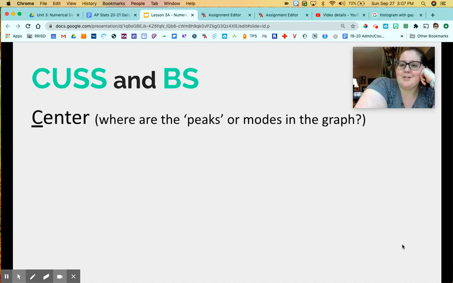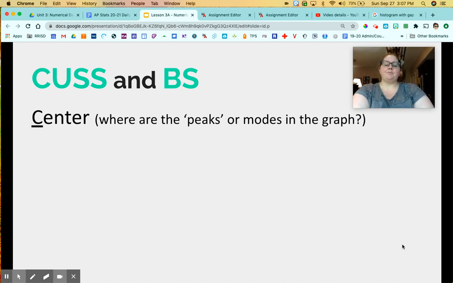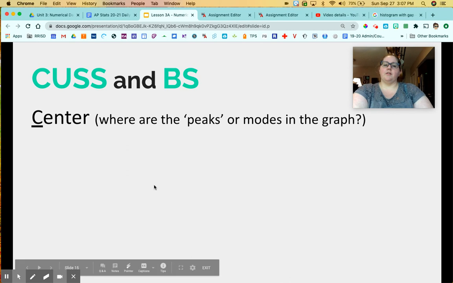So those letters stand for something, obviously. So C in CUSS stands for the center. We're going to talk a little bit about this and look through some examples, but center means where are the peaks or modes in the graph. Second, or the U, we'll come back to.